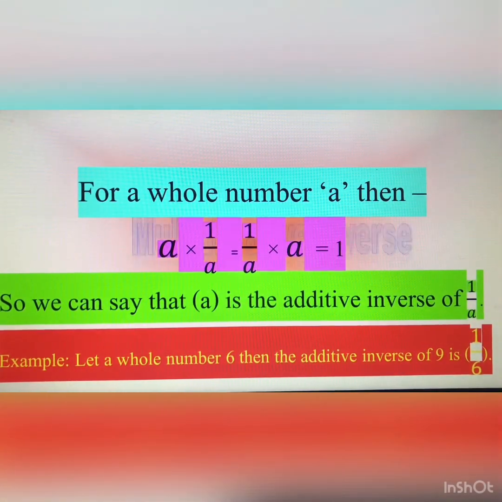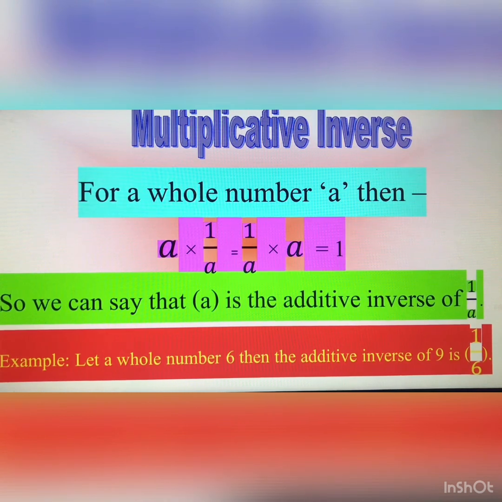Now the multiplicative inverse. For a whole number a, a into 1 upon a equals 1 upon a into a equals 1. It means the multiplicative inverse of any whole number is the reciprocal of that whole number. It means the reciprocal of a is 1 upon a. Therefore, the multiplicative inverse of a is 1 upon a. Let us understand it with an example. Let a whole number be 6. Then the multiplicative inverse of 6 is 1 upon 6. So dear, this is the multiplicative inverse.